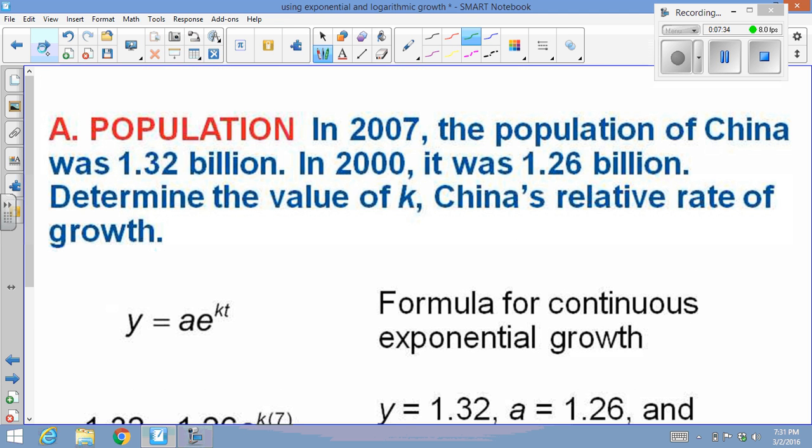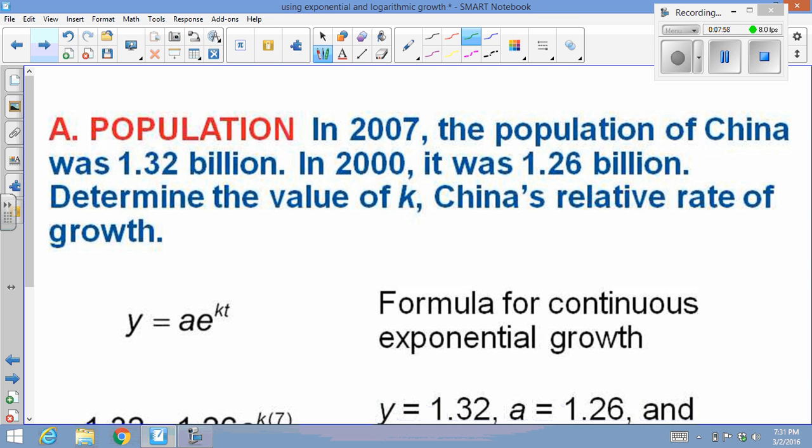So here's another one. This time we're talking about population. Obviously, if we're talking about population, we're talking about population growth because almost everything is growing when we talk about population. And it's continuous. In 2007, the population of China was 1.32 billion. In 2000, it was 1.26 billion. We want to determine the value of k to find the rate at which it's growing.